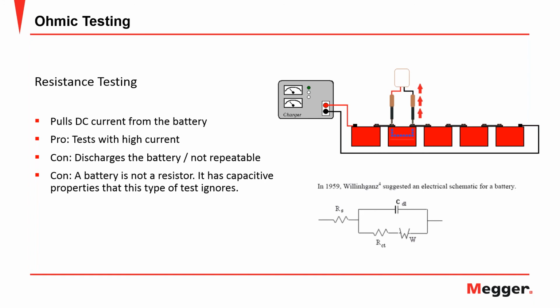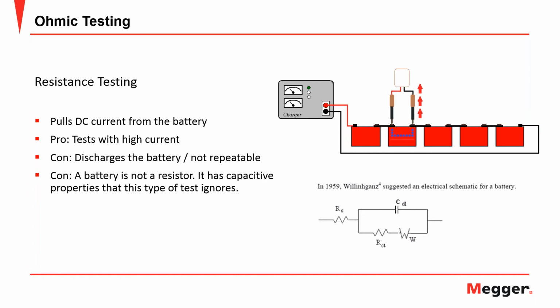The other thing is that a battery is not a resistor. It does have a capacitive quality due to the double layer effect. So any changes in that double layer will not be picked up in this type of testing. And that's very common with VRLA batteries.